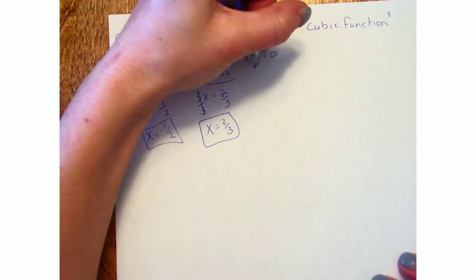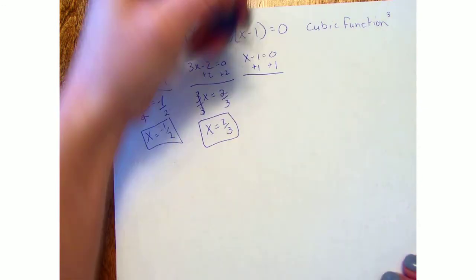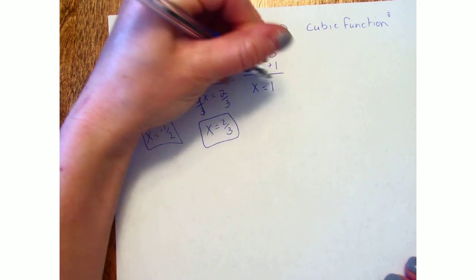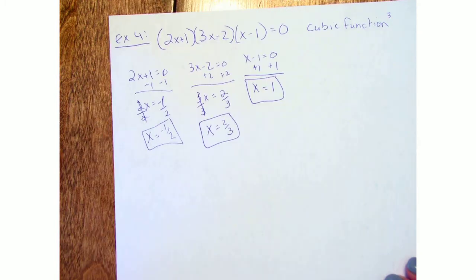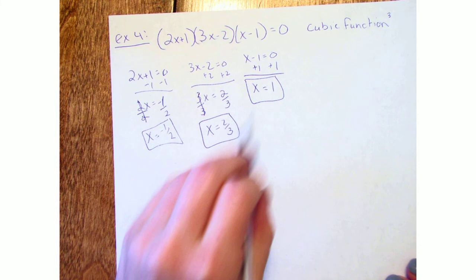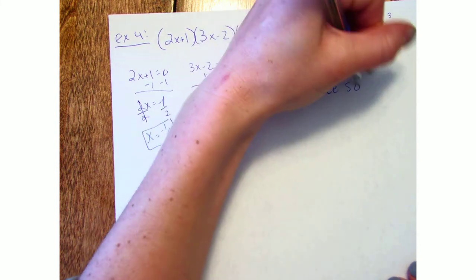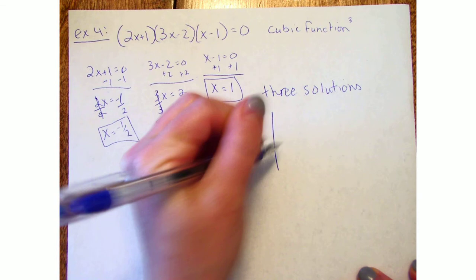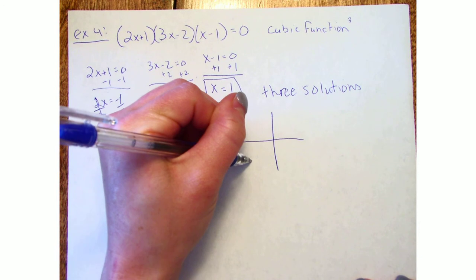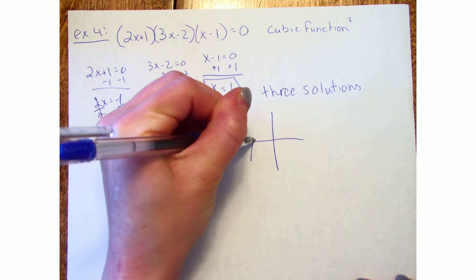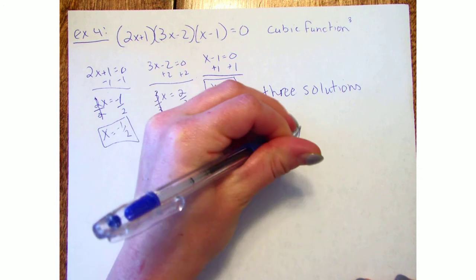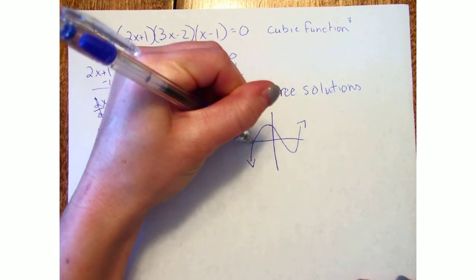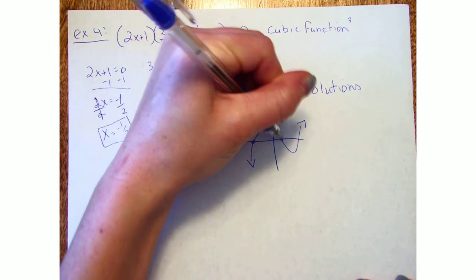And the last one, simple because it does not have a number or a coefficient in front of x, so x = 1. So this one has 1, 2, 3 solutions. And just for sake of showing you what this looks like, 3 solutions means it hits the x-axis 3 times. So it could be starting out here, 1, 2, 3. 1 solution, 2 solutions, 3 solutions.